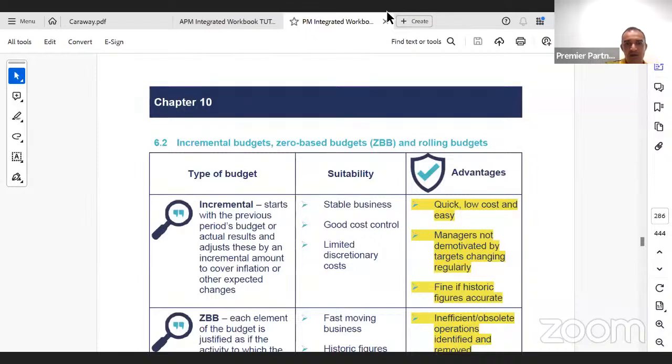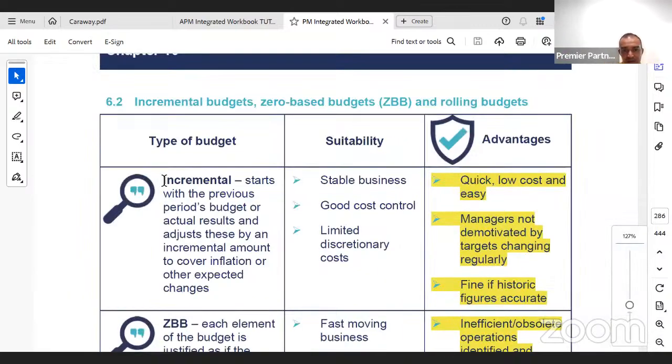Eva, can you see my screen? Yes. Right. Now you see incremental budget. It starts with the previous year's budget or actual and adjusts these by an incremental amount to cover inflation or the expected returns. It also says deduct an amount if there is a recession. So that's fine. Now look at the suitability.